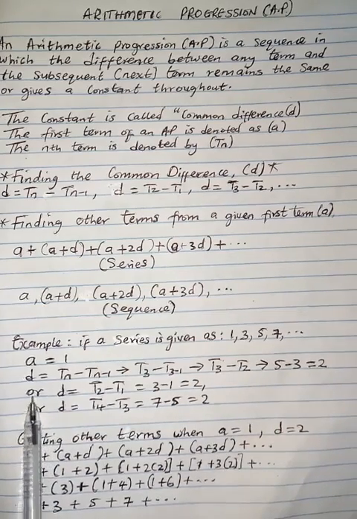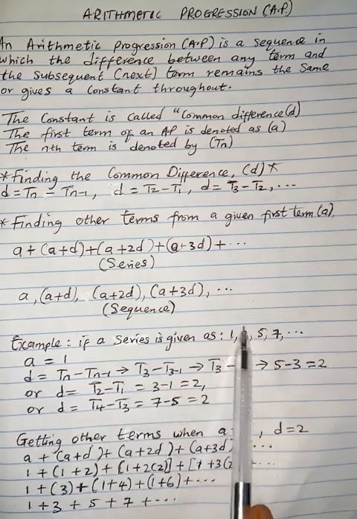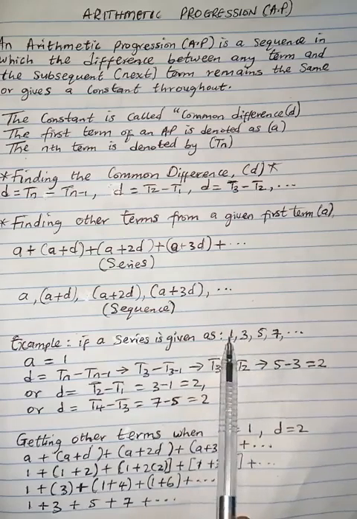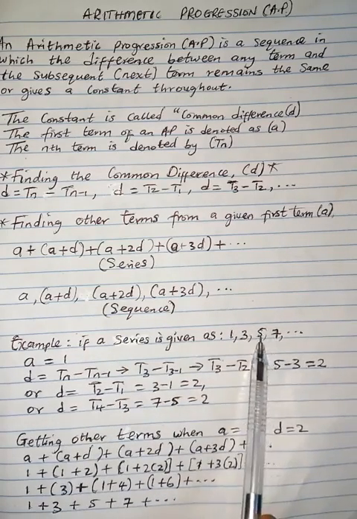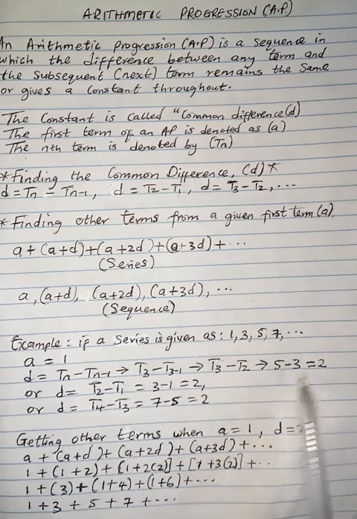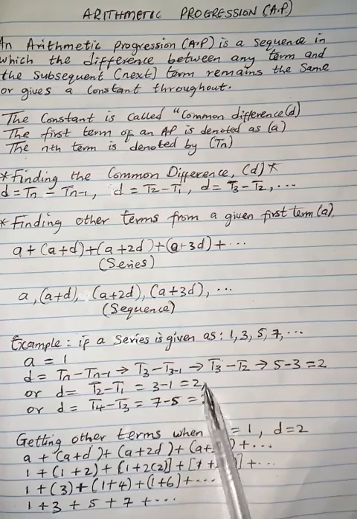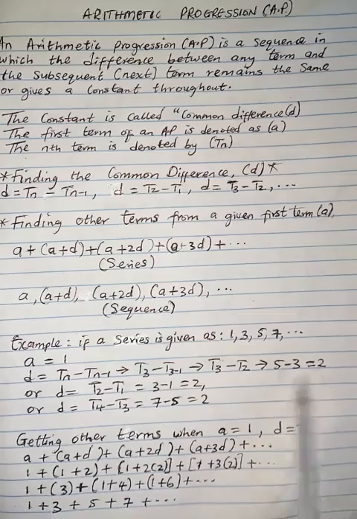Or for D, you can still use the second term and first term, or use the fourth term and third term. Now, the second term here is 3. 3 minus the first term, 1, is equal to 2. Or you use the fourth one and the third one. 7 minus 5 is equal to 2. Now, when you do that, you find that the differences are the same. That is why we call it common. The difference is common among all of them. That is 2, 2, 2.